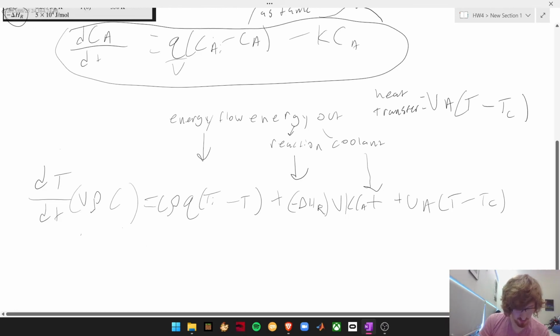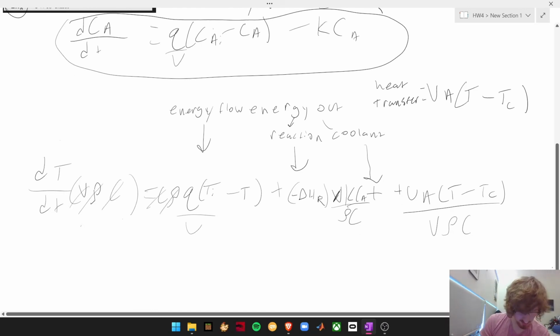We're going to divide by this whole term, and for the first term, for our energy flow through the system, the density will cancel and the heat capacity will cancel. So we'll be left with Q over V. And then over here, our V will cancel. So we'll be left with k over our density times heat capacity. And then for our third term, nothing will cancel. So we'll have volume times density times heat capacity. And we'll just rewrite this one more time instead of erasing through.